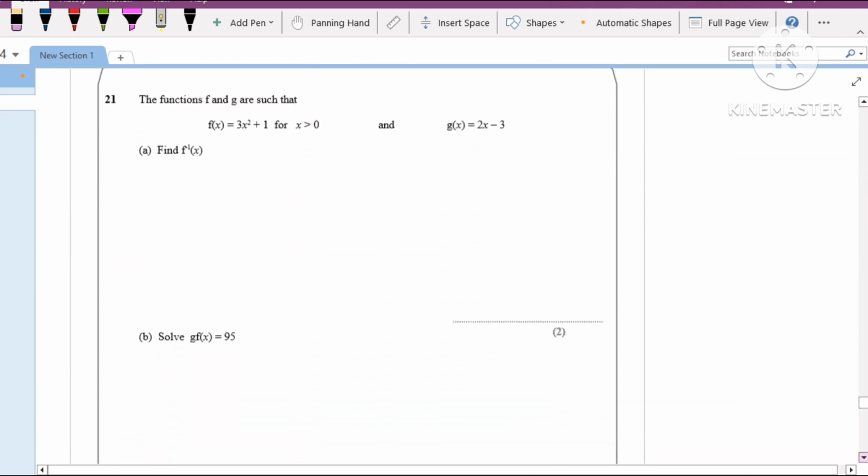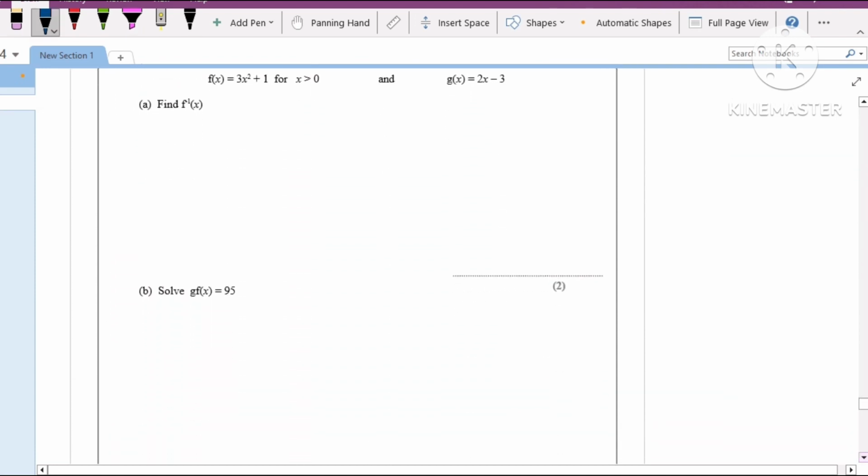Question number 21. If we have to find the inverse of a function, it has only 3 steps. Write down the function for which you have to find the inverse: f of x is equal to 3x squared plus 1. Step 1 is just to replace the function name with the output value: y is equal to 3x squared plus 1. Step 2, the main step, is to change the subject, because we are going to find the inverse. Basically we make input the output and output the input.